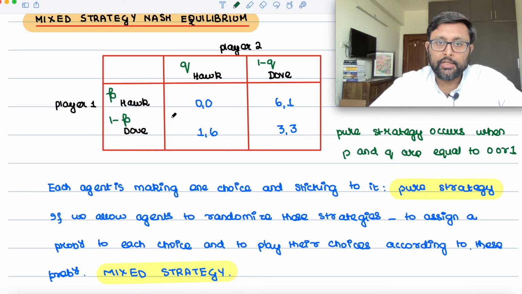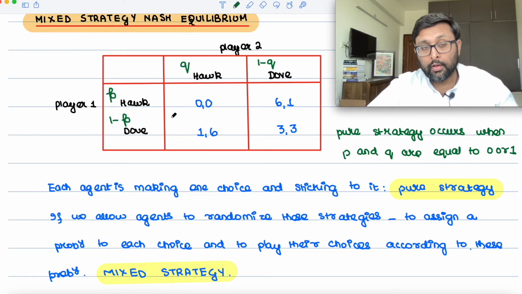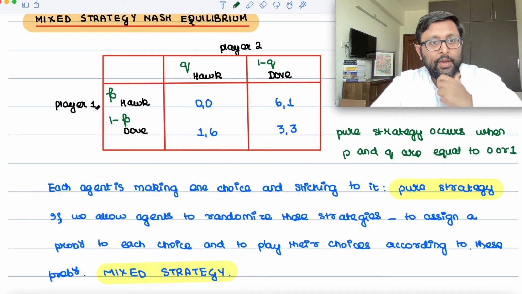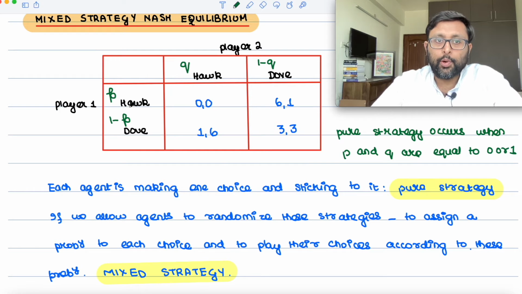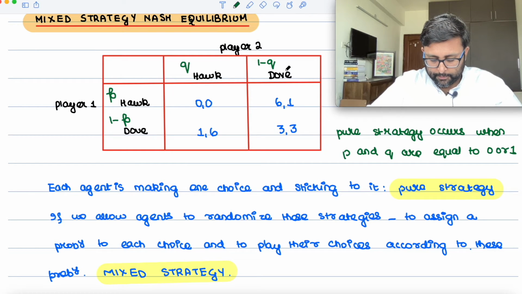So for mixed strategy, let's think about it. Player 1 is playing hawk with probability p and dove with probability 1 minus p. Player 2 is going to play hawk with probability q and dove with probability 1 minus q. Right, fair enough. So how do you go about this?